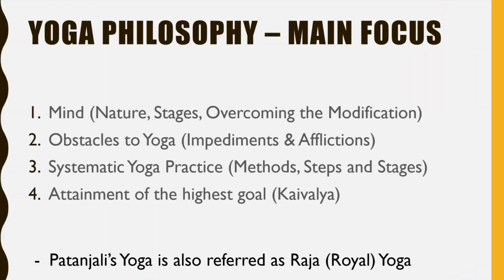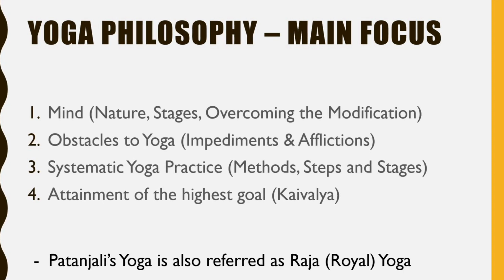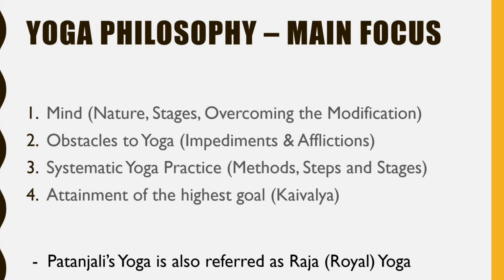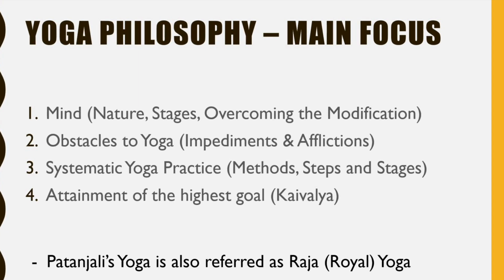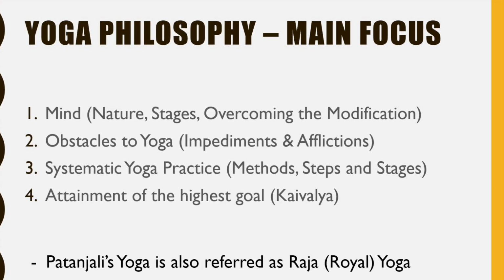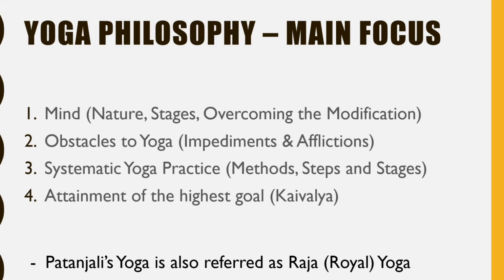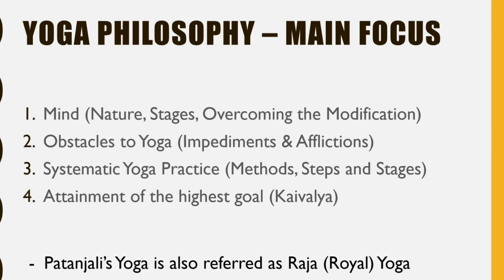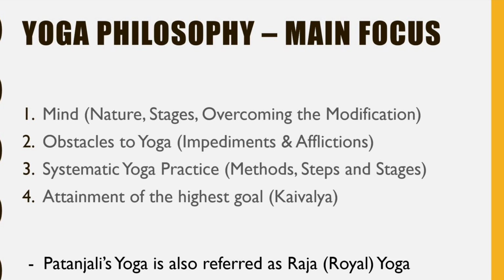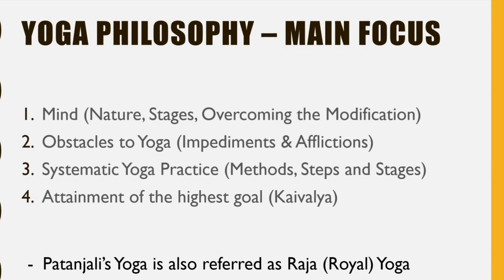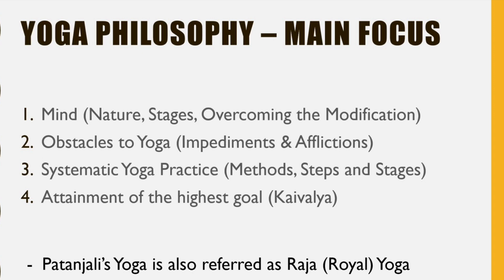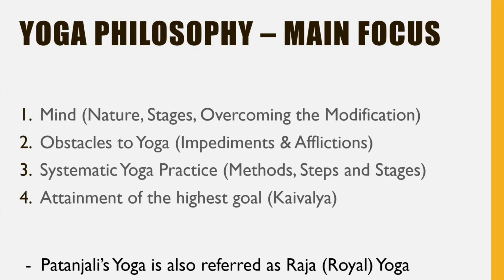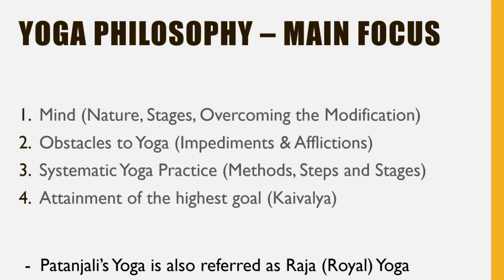The very second sutra of the Yoga Sutra of Patanjali says Yogas Chitta Vritti Nirodha, the definition of yoga. It says that complete mastery over the modification of the mind is called yoga. So now you can understand that this philosophy deals with the mind. It says that all the suffering, all the pain, all the pleasure happens because of the modifications of the mind. Like I have listed here, this text focuses on the nature of the mind, the stages of the mind, the modifications of the mind, and how to overcome those modifications. It also talks about the obstacles to yoga and yoga practice. What are the impediments, like 9 impediments and 5 afflictions?